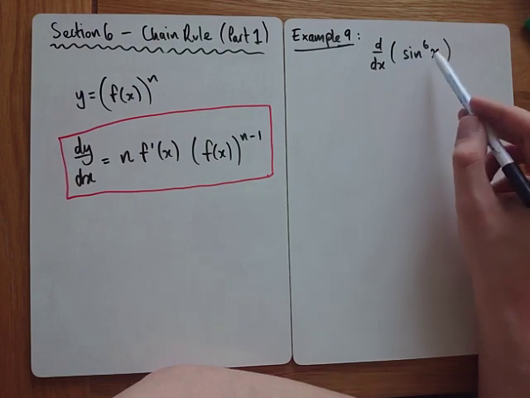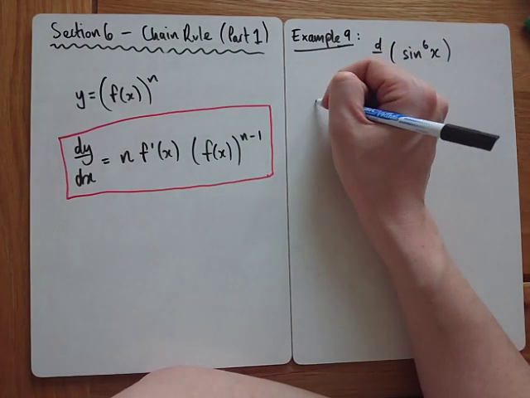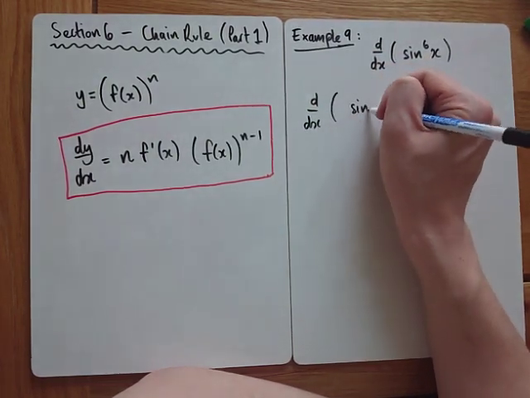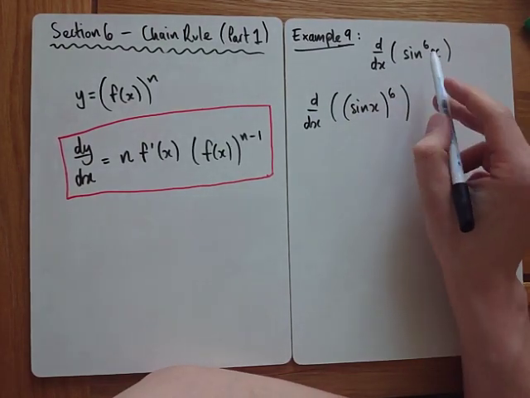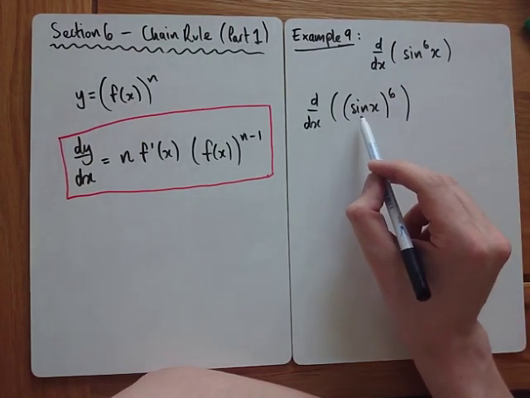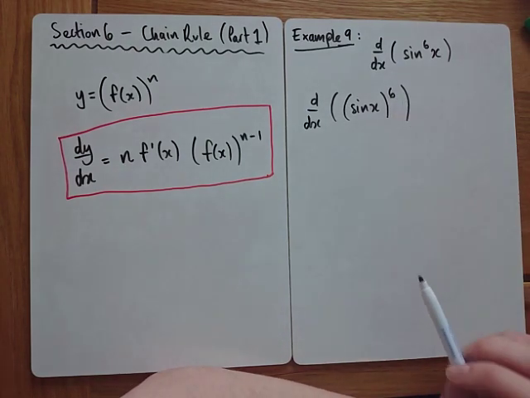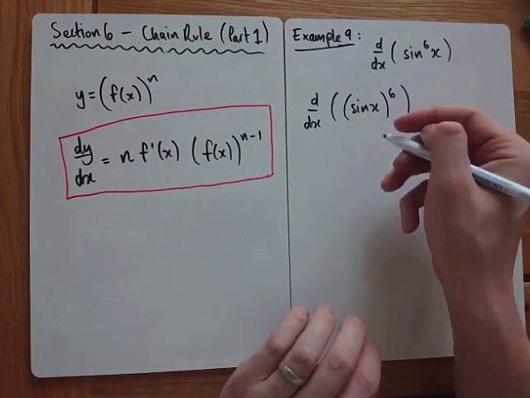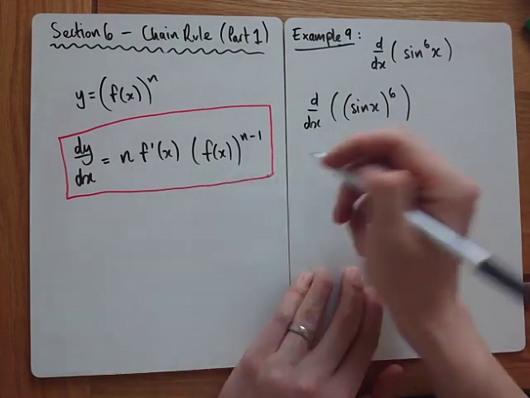What we've got to realise is that when we write sine to the power 6, what we really mean is: differentiate (sine x) to the power of 6. Mathematically, that means sine is being raised to the power of 6. So we do have a bracket. It's a function inside the function. Okay, so let's do the shortcut for this one. We'll times by the power, which would be 6.